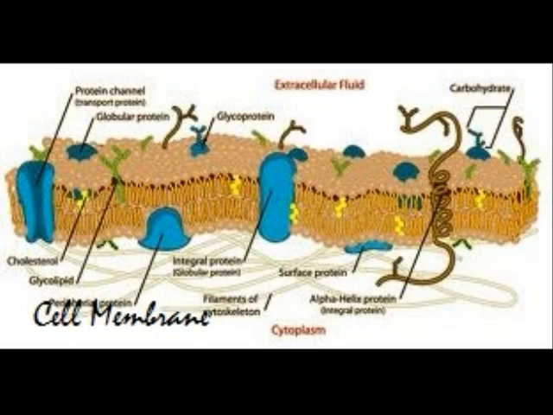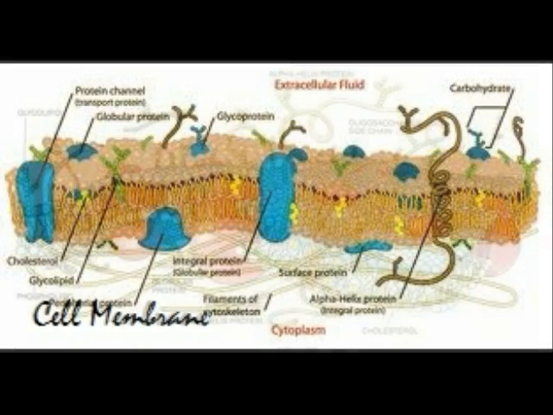Substances enter and exit the cell through the cell membrane in two ways, through passive transport and active transport. Passive transport occurs when a substance moves from a high concentration to a low concentration. Passive transport does not require cellular energy, whereas active transport occurs when a substance moves from a low concentration to a high concentration. Active transport does require the use of cellular energy, also known as ATP.